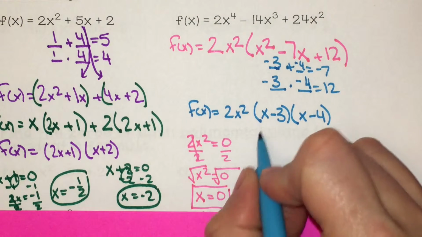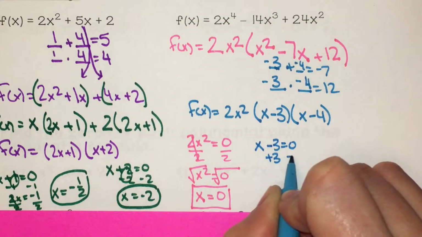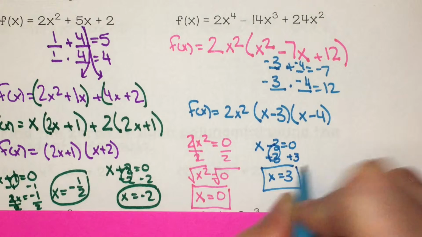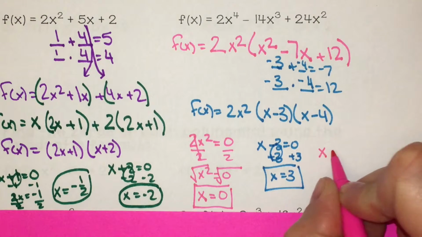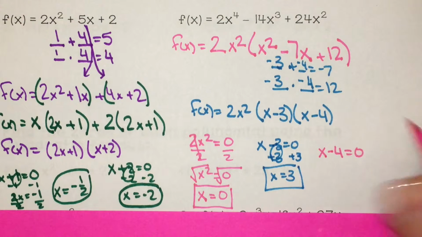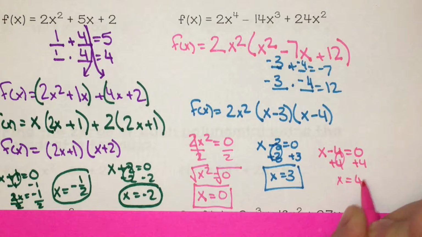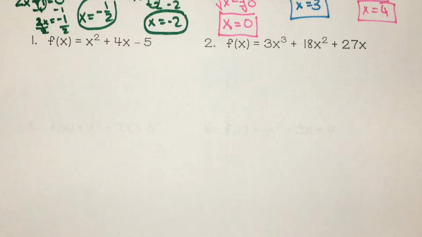Next one, we have x minus 3 equals 0. I'm going to add 3 to both sides, and we get x equals 3. That's the second answer. Then we have x minus 4 is equal to 0. I'm going to add 4 to both sides, and x is equal to 4. Okay, so go ahead and try 2 problems just like those, and then we will go through the answers together when you're ready.